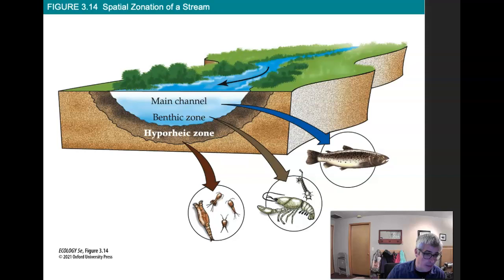And then there's the hyporheic zone, which is the substrate below and adjacent to the stream. And so we have a lot of things that dwell within the sediment. So they're making this distinction here between things that swim, things that crawl on the bottom, and things that live within the sediment itself.